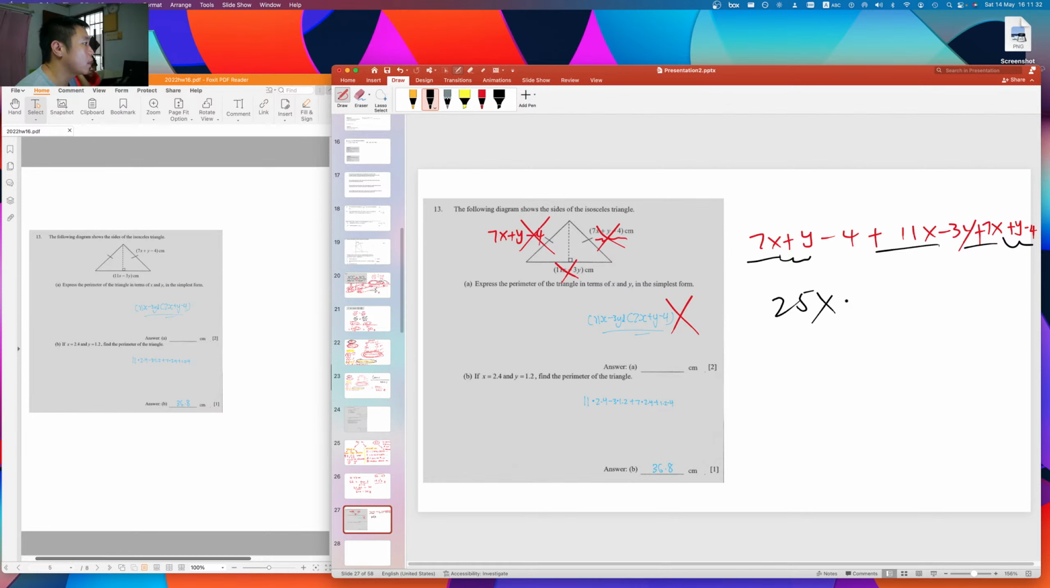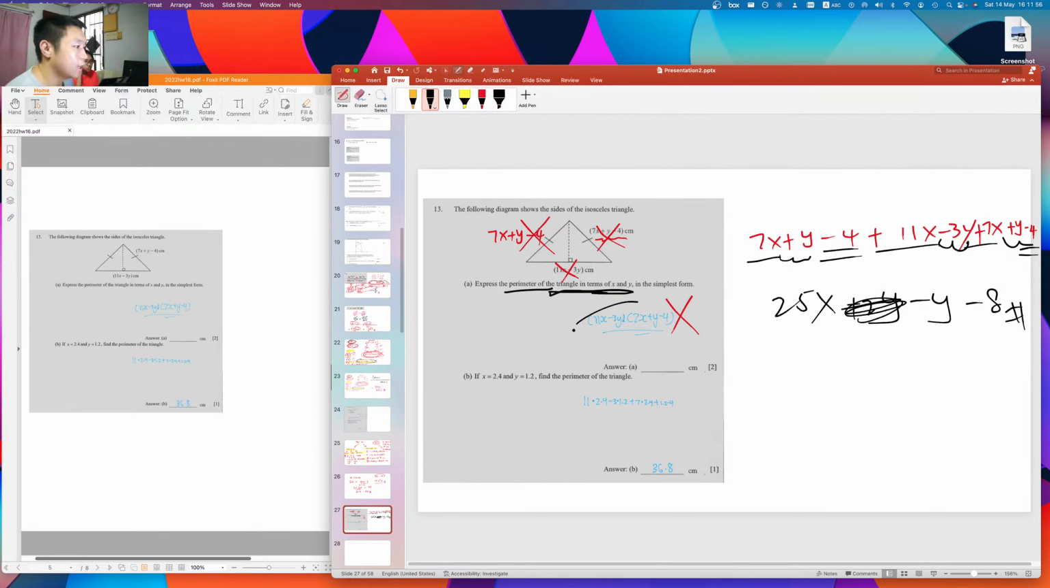Y, so it's plus y, and I see a minus 3y here, so minus 2y. And then the last but not least, minus 4, minus 4. So it's minus 8. So that's the answer. So this is the perimeter in x and y.